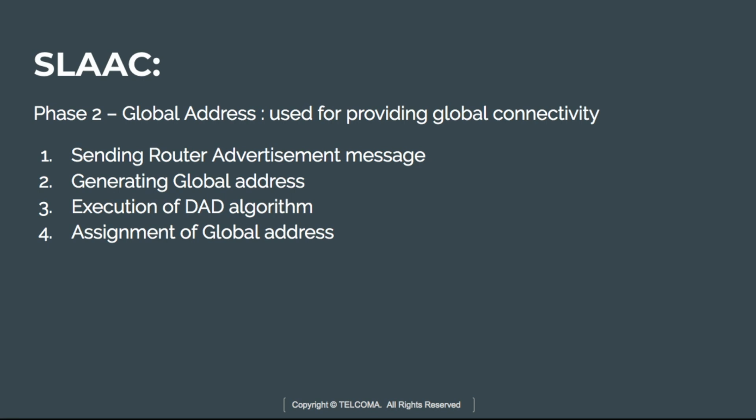The next step is generating the global address. Now the global address is generated after the router advertisement message is sent. As we get the subnet prefix of a network, once the host receives a subnet prefix from a router, the next step is that the host generates a global address by using the interface ID, and we use that interface ID together with the subnet prefix.